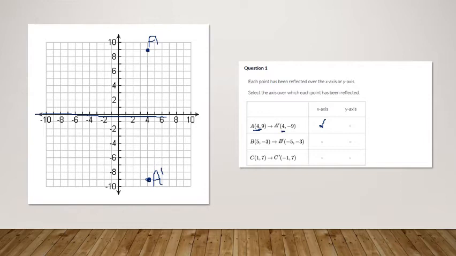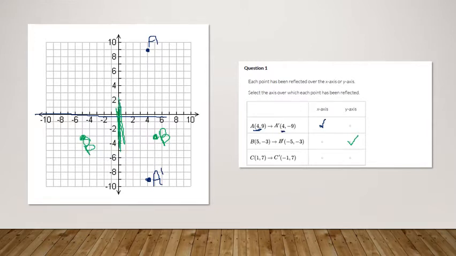So if we look at B and B prime, okay, I've got 5, negative 5, and then negative 3, negative 3. Because the y value did not change, we know that it flipped over the y-axis because only the x value changed. Okay, and we can check that by plotting that point. We've got 5, negative 3, and we've got negative 5, negative 3. Okay, so it flipped over this line or the y-axis.